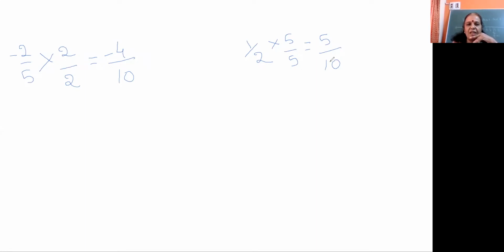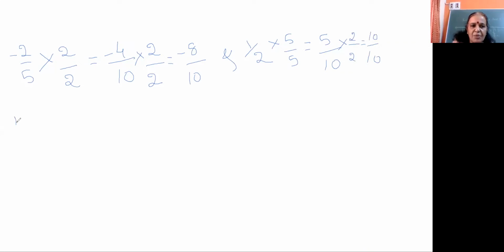multiply both numerator and denominator by the same number again. And I'm going to multiply both numerator and denominator by 2. It is 2 by 2. If you want more, you can multiply by 3 by 3, 4 by 4, like that. You will get minus 8 by 10 here. And here if you multiply both numerator and denominator by 2, you will get 10 by 10.